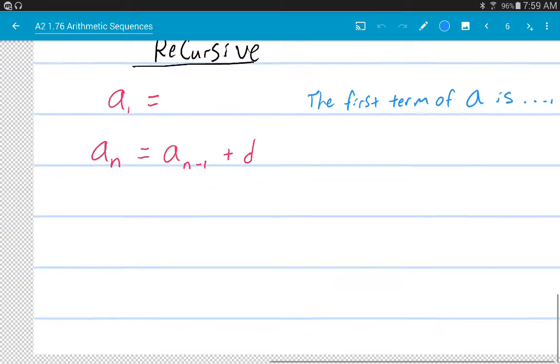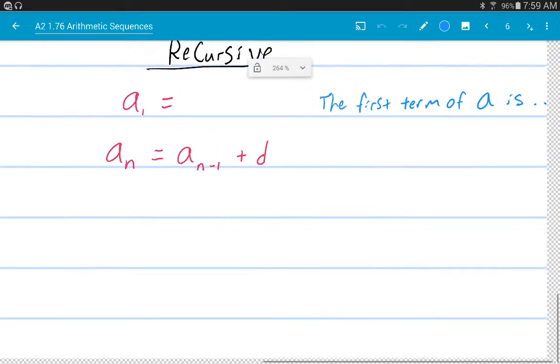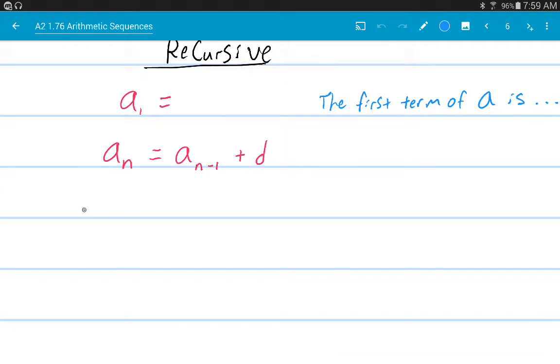And then this. This is going to require a little bit more decoding. If you remember, a sub n means any term of A.